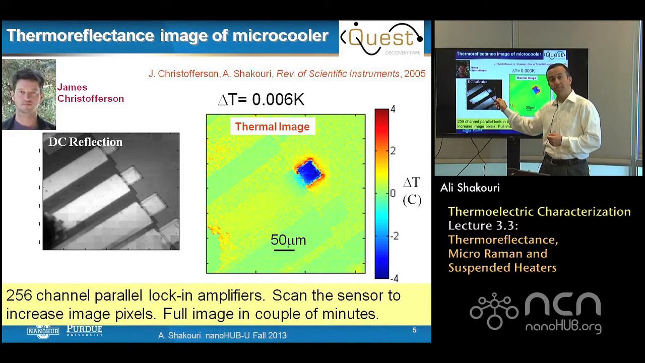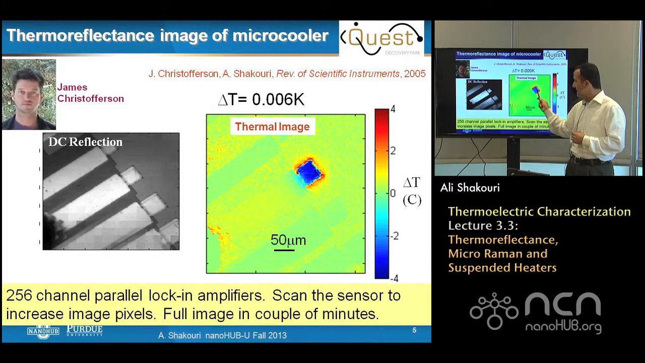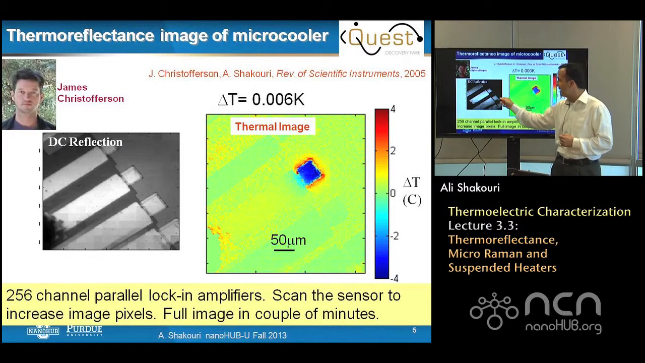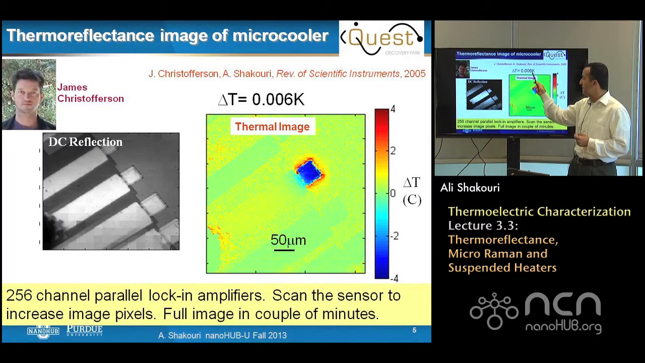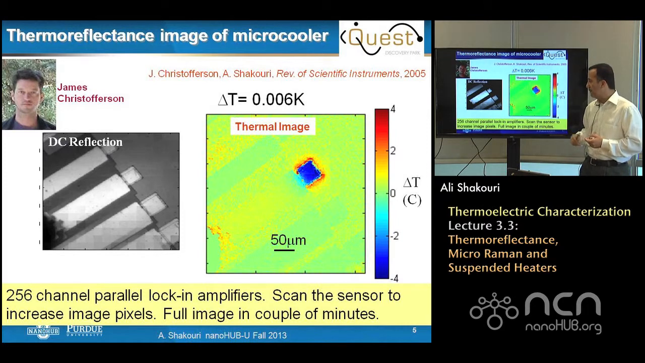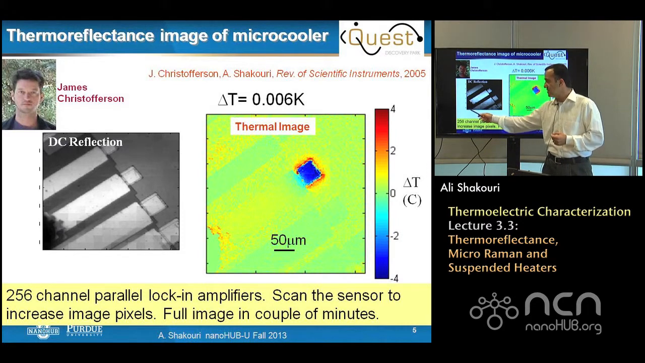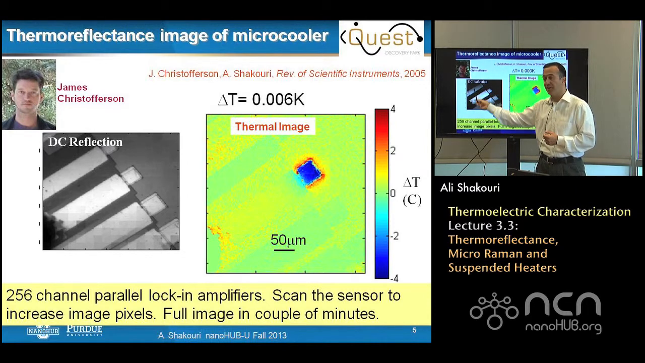So basically you have here 4 devices. The one in the center is biased. At a given frequency, let's say 1 kilohertz, you measure the change in reflection. The reflection coefficient of the surface of this device is slightly different from this, but by doing the locking, you can exactly detect that, and you can even see the heating nearby in the silicon surrounding region. This had a very high sensitivity, down to 6 millikelvin. A 256 channel system gives you images that are 16 by 16 pixels. It's very pixelated, so you can scan it to get a higher number of pixels.